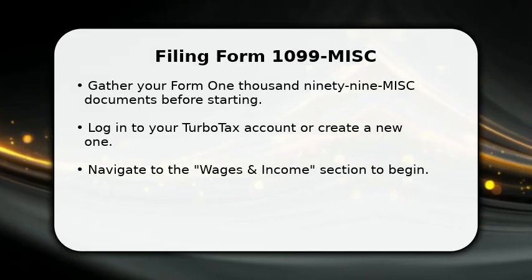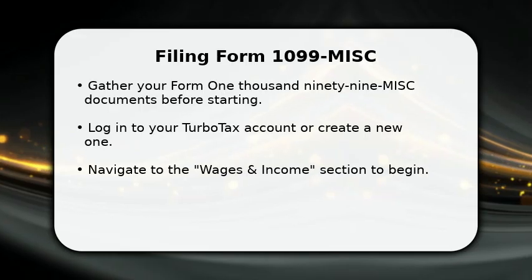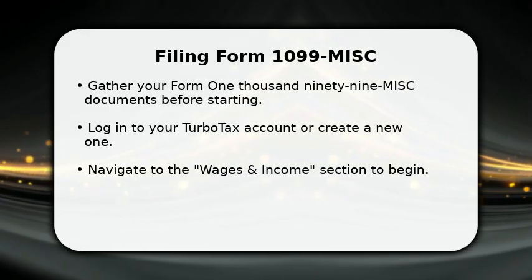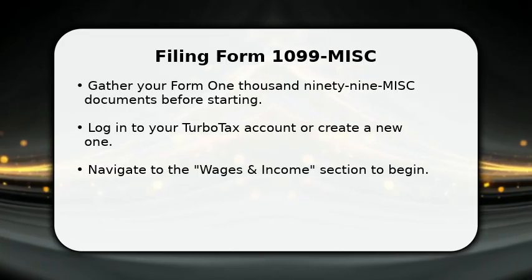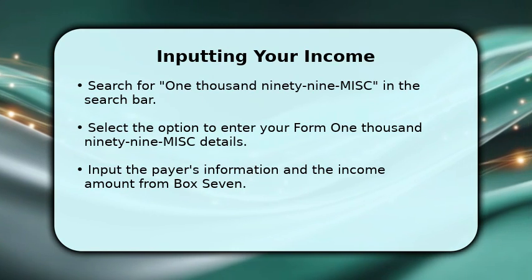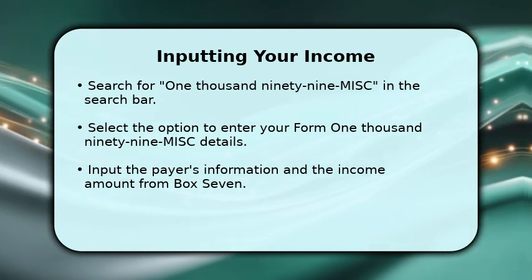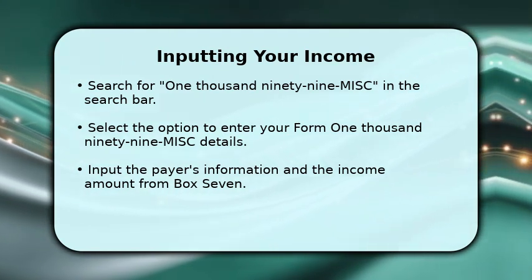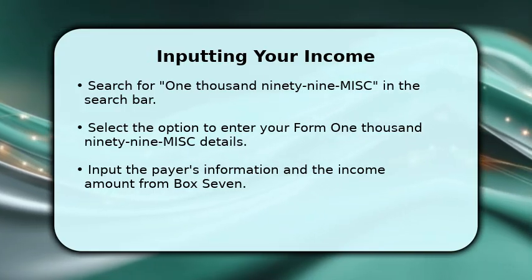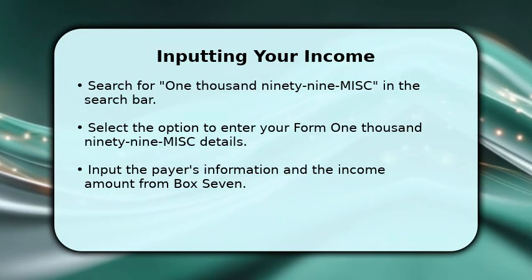Once logged in, locate the Wages and Income section, which is typically found in the Federal Taxes tab. This is where we'll start entering your information. Next, you'll need to tell TurboTax you're filing a Form 1099 Misc. Use the search bar at the top of the page and type 1099 Misc. Select the appropriate option to begin entering your form details.